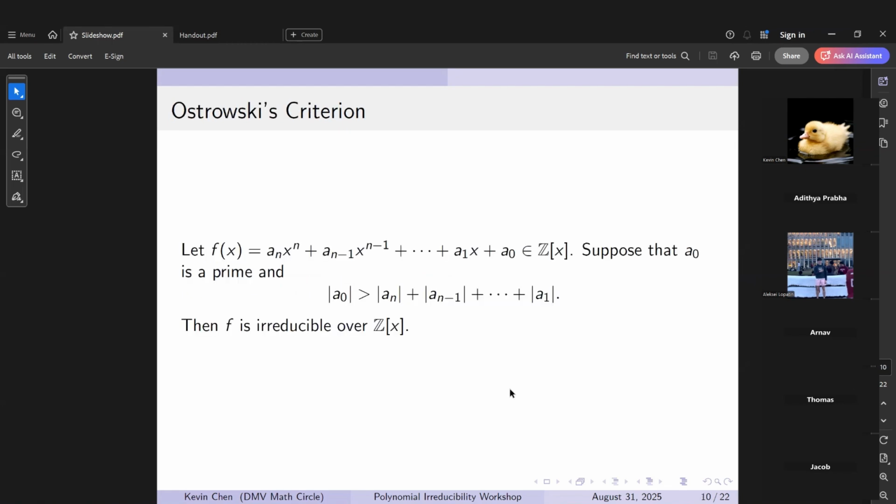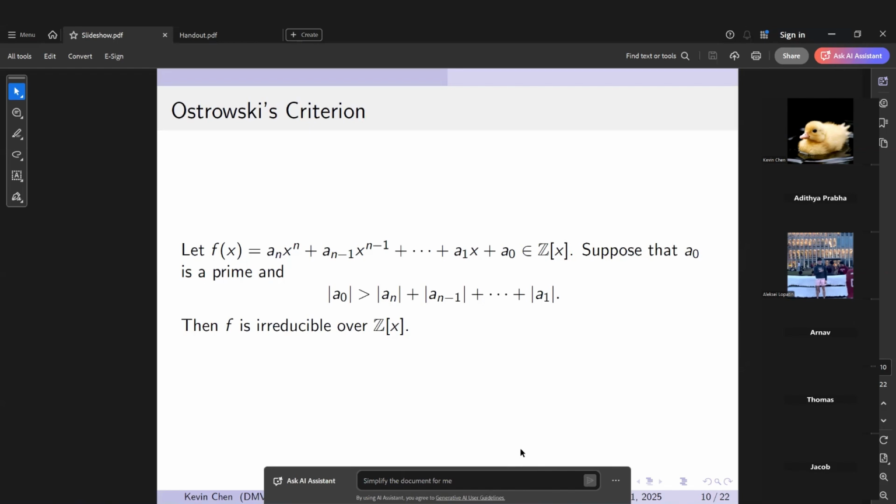And okay, so now this is the correct criterion that I'm going to prove. So this is kind of similar to Perron's. And if we have f of x is equal to this polynomial, and this time we have the leading coefficient is an. Suppose that a0 is a prime number, and this time a0 is greater than the sum of the absolute values of the other coefficients, then f is irreducible over Z.